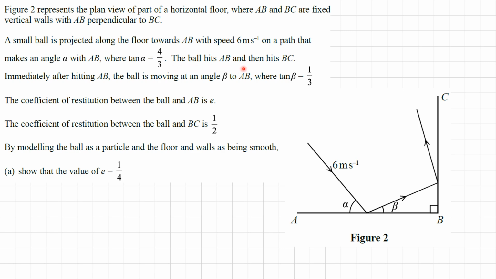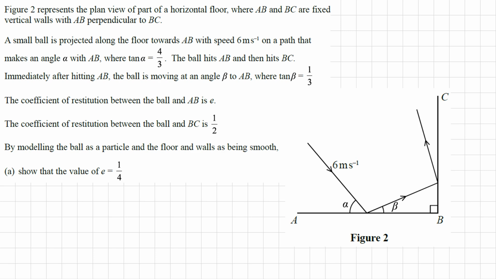The ball hits AB and then hits BC. Immediately after hitting AB, the ball is moving at an angle beta to AB where tan beta equals 1/3. The coefficient of restitution between the ball and AB is E. The coefficient of restitution between the ball and BC is 1/2. By modelling the ball as a particle and the floor and walls as being smooth, part A: show that the value of E is equal to 1/4.